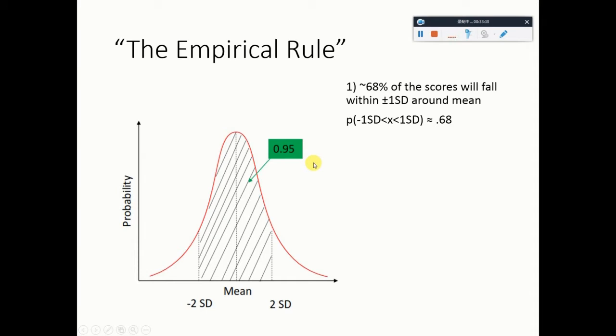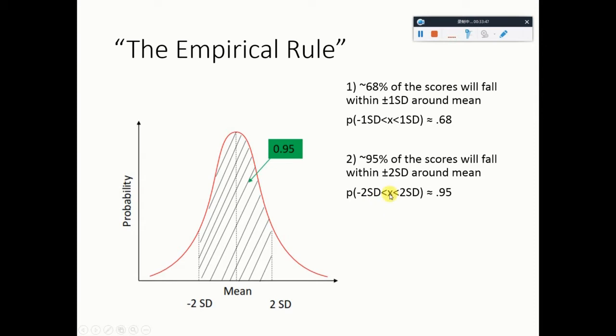The second statement of the empirical rule says that for any value that falls between 2 standard deviations below or above the mean, any value within this interval, the probability is about 0.95. That is, there is a 95% chance that we can observe a score that will fall within this interval, 2 standard deviations around the mean.